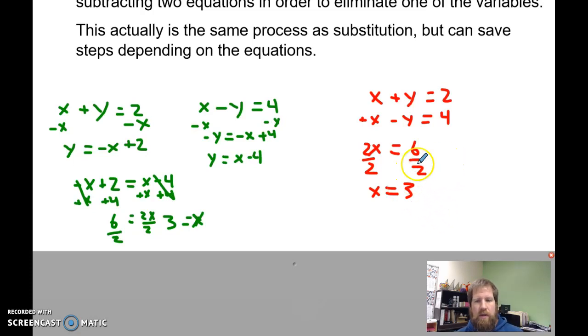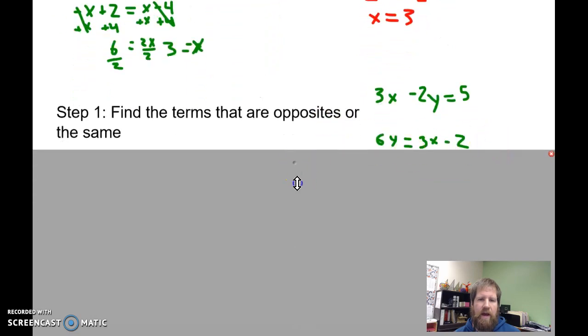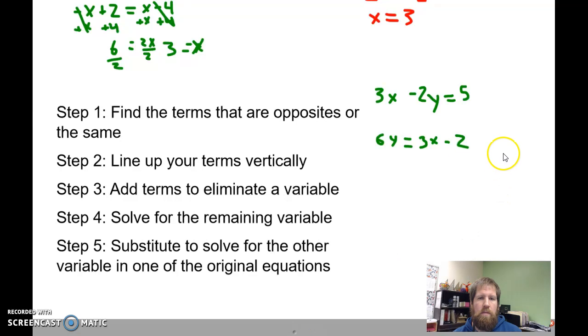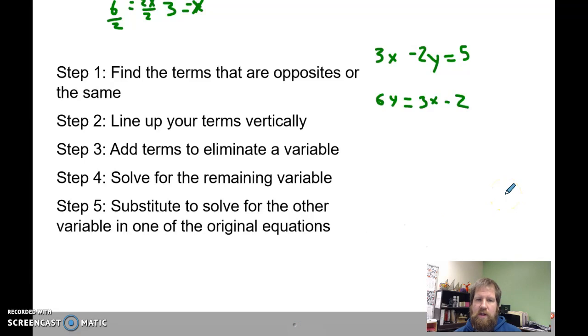Okay. Now I will say this is pretty much a perfect equation for elimination. I set it up that way. But you can see that it did save us quite a few steps. And these were easy equations for substitution as well. So elimination can save us a lot of time. All right. The big thing is you're going to have to decide what method you're going to use to solve. We're solving a system of equations. So you could graph, you could substitute, you could eliminate with addition or subtraction.